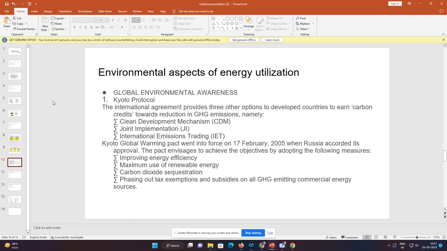The Kyoto global warming protocol came into force on February 17, 2005, when Russia gave its approval. The objectives are achieved by adopting the following measures: improving energy efficiency, maximum use of renewable energy, carbon dioxide.